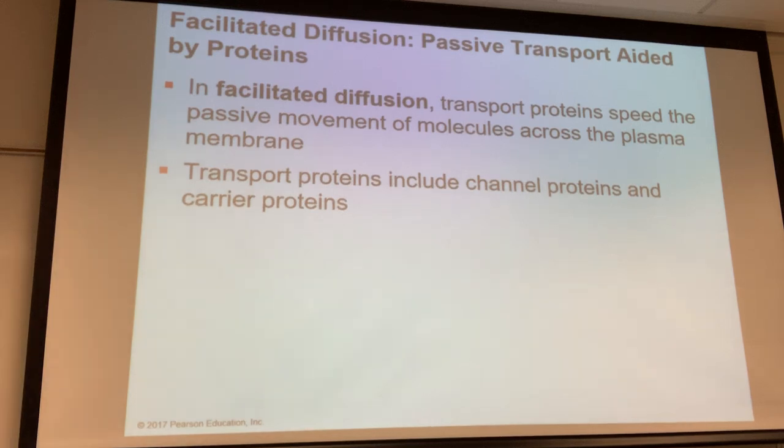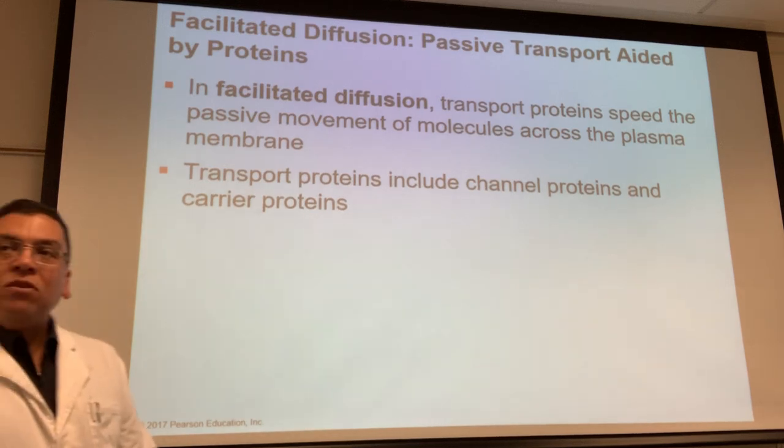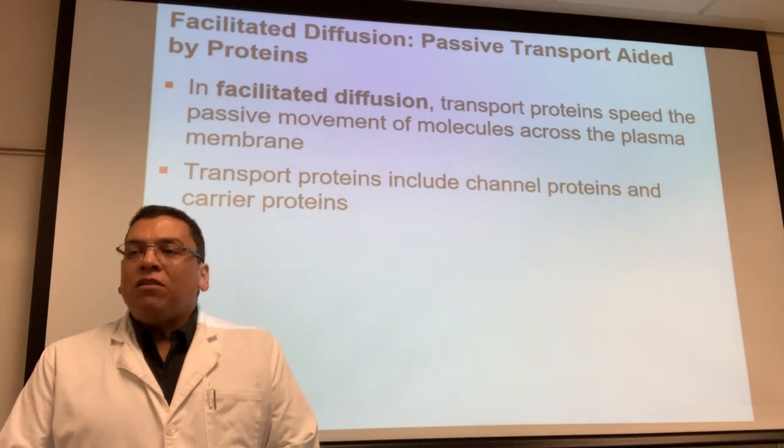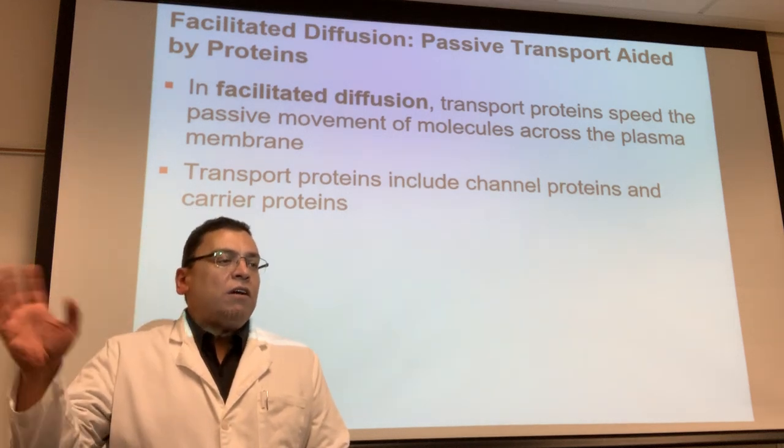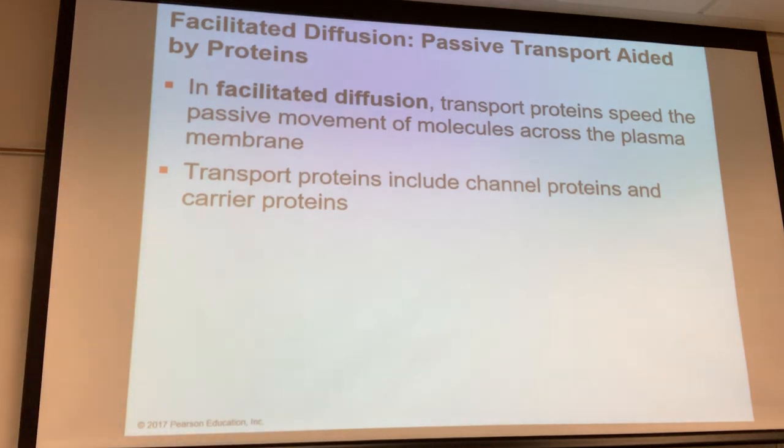Okay, so the next topic that we're going to talk about is the different types of transports. Please listen here, please. The different types of transports that occur in our cells.